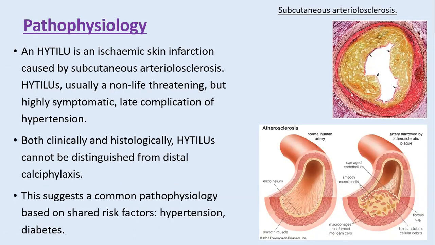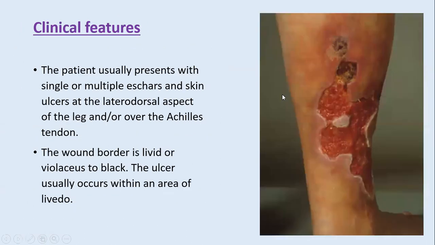Pathophysiology. This is an ischemic skin infarction caused by subcutaneous arteriosclerosis as seen in the pictures. It is a non-life-threatening but highly symptomatic late complication of hypertension. Both clinically and histologically, hypertensive leg ulcers cannot be distinguished from distal calciphylaxis. This suggests a common pathophysiology based on shared risk factors like hypertension and diabetes.